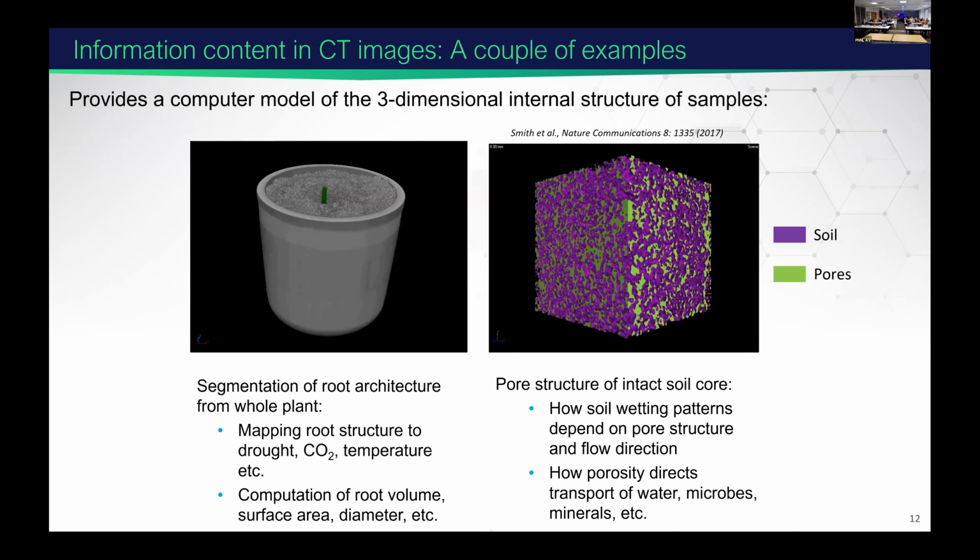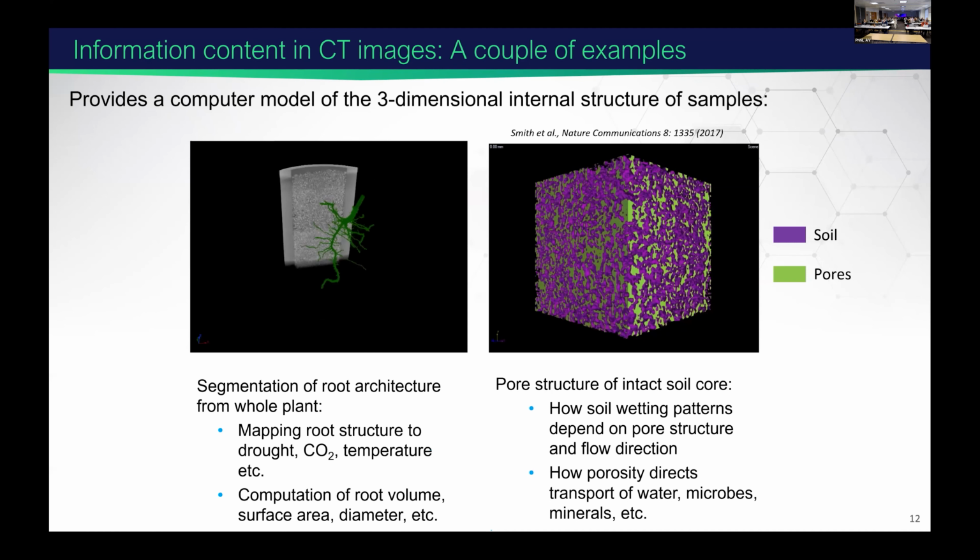And so from segmentation, we can use CT to reveal, for example, root structures. This is a scan of a bean plant in the pot, and we segmented the root structure. This kind of imaging can be used to follow plant growth, how the root reacts to environmental disturbances such as CO2 content, drought, temperature. And because we know how many voxels build up the root, we can accurately calculate the volume, surface area of the root, diameter, and so on.